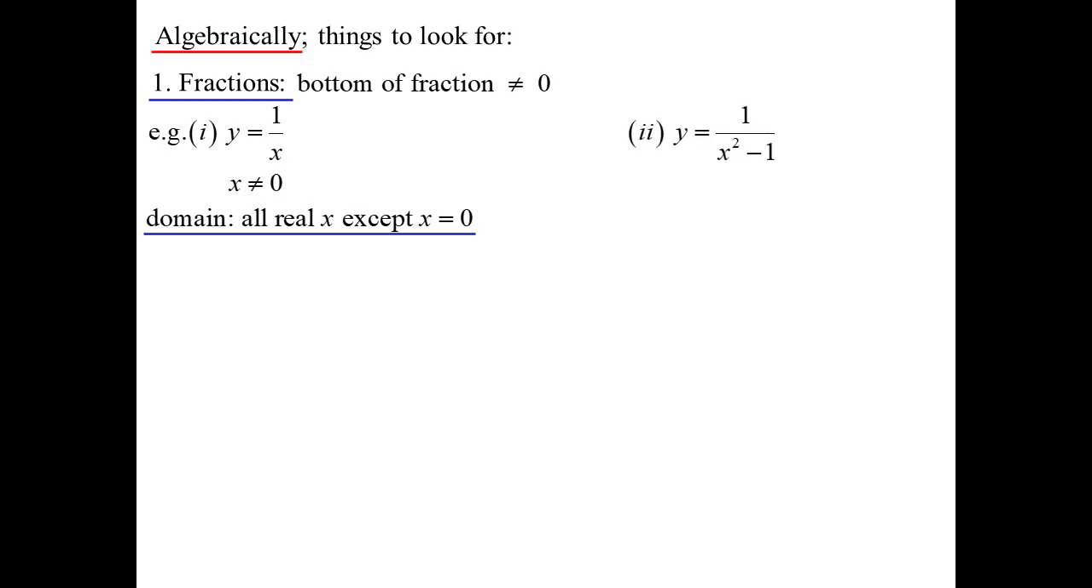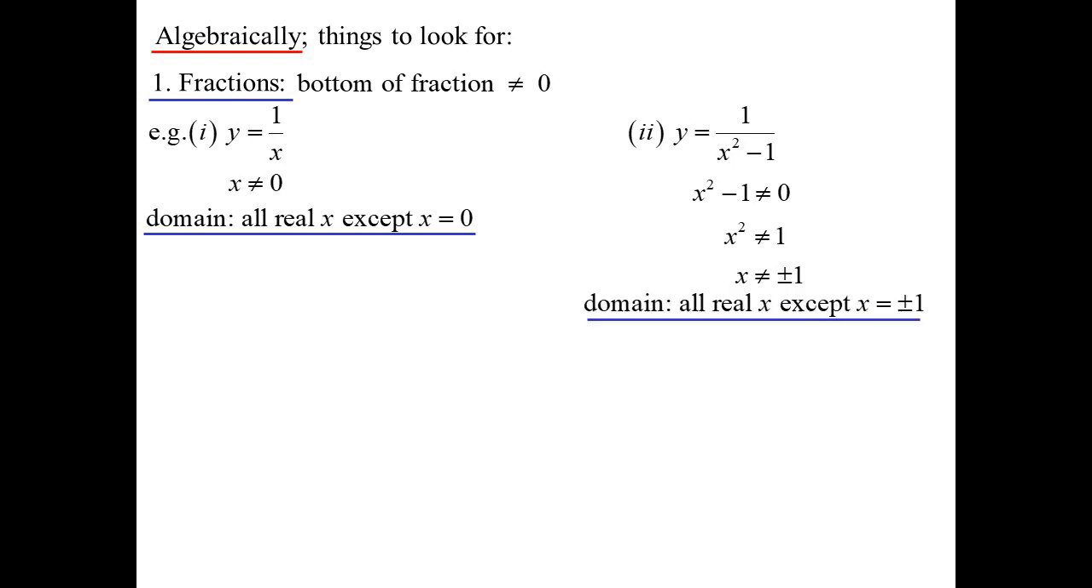Okay, so we have this particular one. What is it? Well, it's probably going to be some sort of hyperbolic curve of some description. Not sure exactly what without playing around with it a bit more. The key thing we want to know is the domain. Bottom of the fraction can't equal 0. So x squared minus 1 can't equal 0. So I know x can't equal plus or minus 1. Therefore, my domain is all real x except x is plus or minus 1.